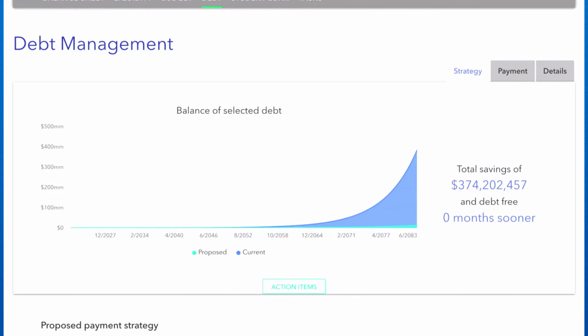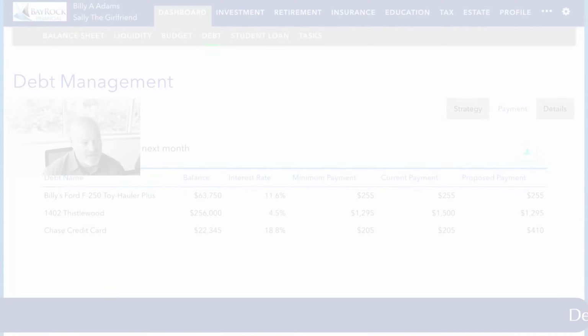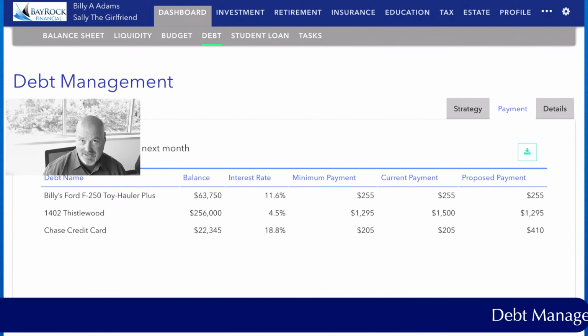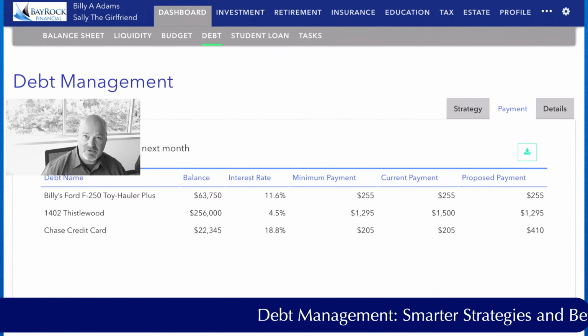So it's saving us a lot of money, but it's not getting us out of debt any sooner. And there's a reason for that. But let's jump into payment and see what happens. So all that happened here is Billy and Sally kept their same cash flow. Nothing changed in terms of the dollar amount that they spend each month to eliminate debt. So they didn't change their budget at all, not one penny. And they paid off their debt.